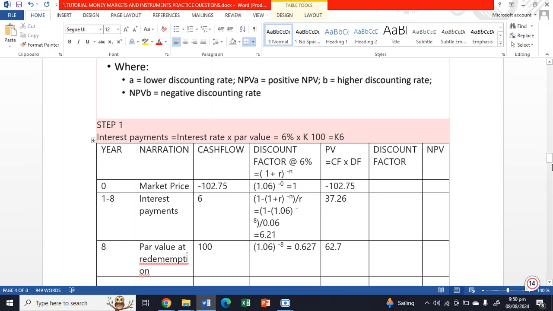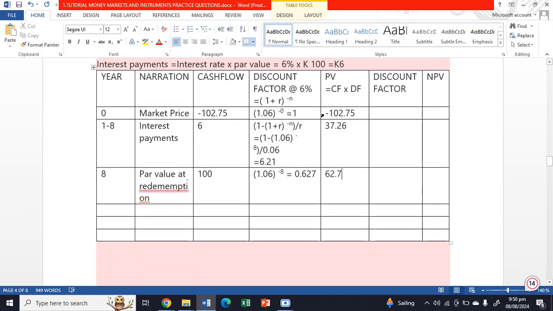So we're going to add up now. We're going to say negative 102.75 plus 37.26 plus 62.7. We get negative 2.79. Yes. Before we go any further, any questions?